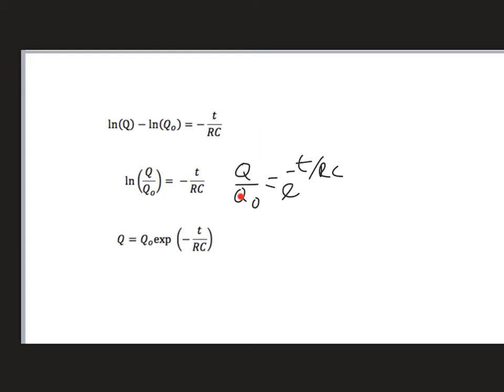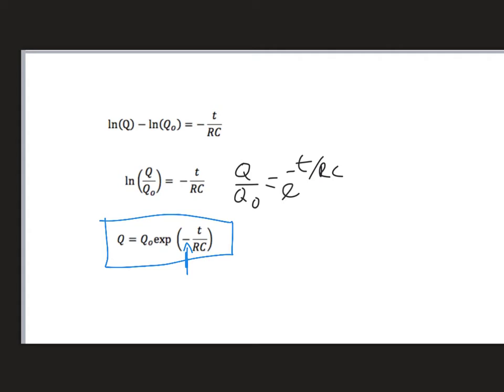Then to solve for q, we just bring the q naught over, and our final expression that we get is q is equal to q naught e to the minus t over RC. And so we see the charge on the capacitor is an exponential decay. The minus sign shows us that it is decaying exponentially, and that's the form of the curve that we get for the charge on a discharging capacitor as a function of time.